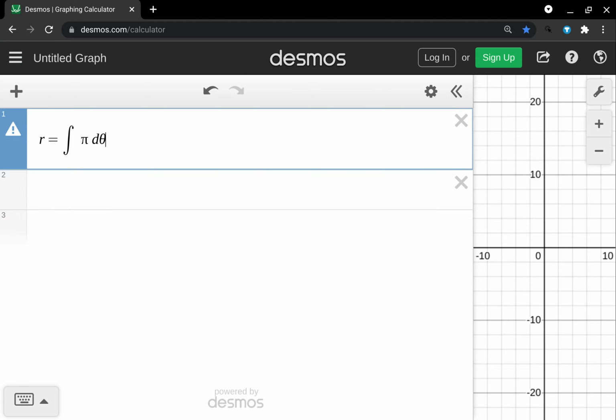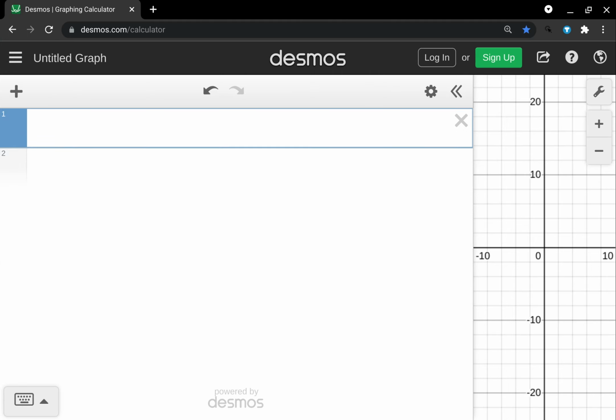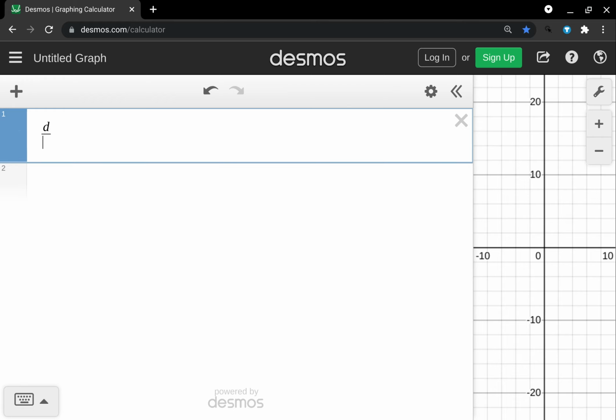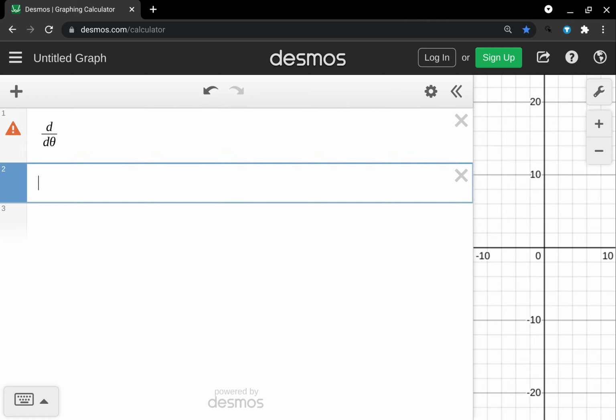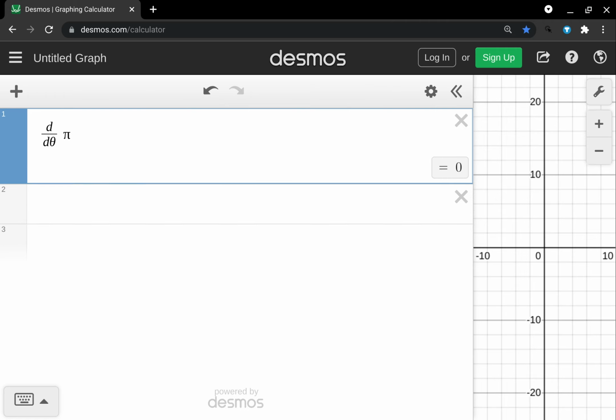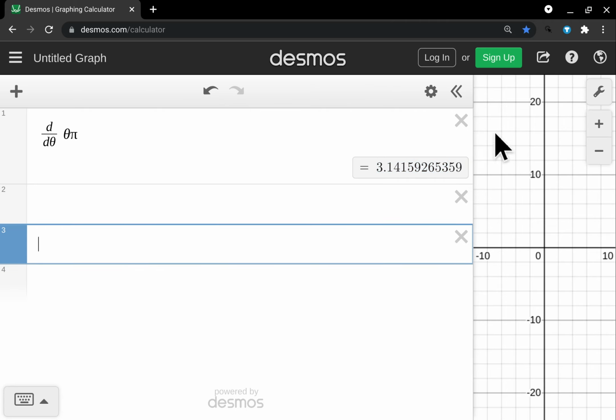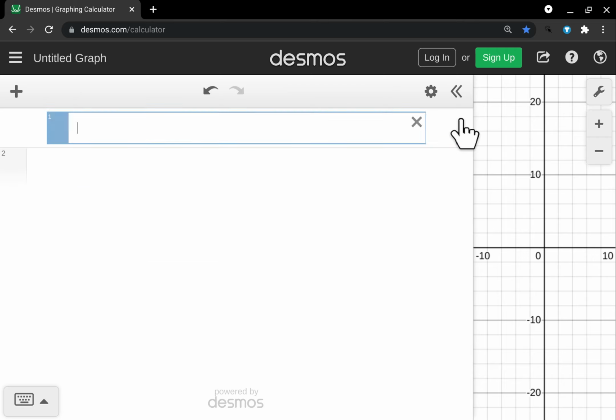And if we go back to our original question, now we're finding the derivative of, just to check, we're going to take the derivative of this function. And as you can see, it even writes out in decimal notation, our derivative is pi. So that's our first question done.